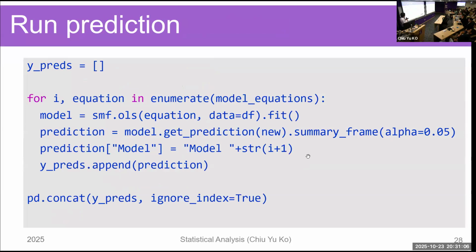And what you do is you start the prediction and you fit it into all the models you're predicting. That's a for loop. You loop over all the equations one by one. For each model, you fit this data. And once you fit the data, you get the prediction based on your numbers. And you fit 95%. And you put the prediction into your predicts list. And once you do it, you combine it.